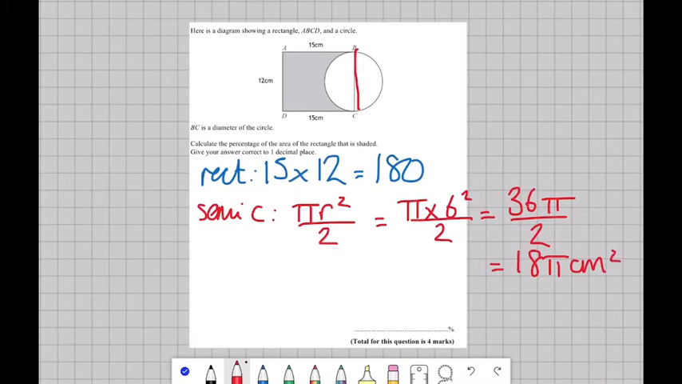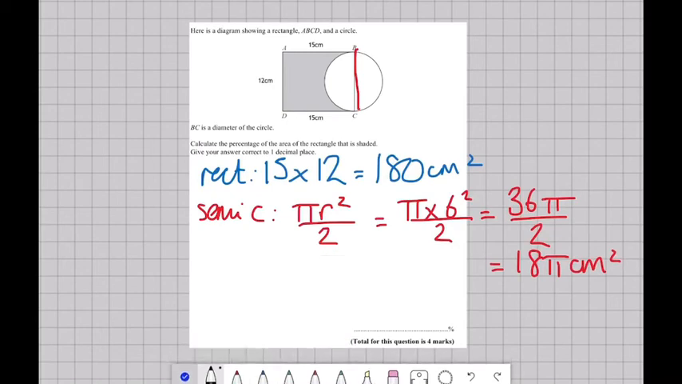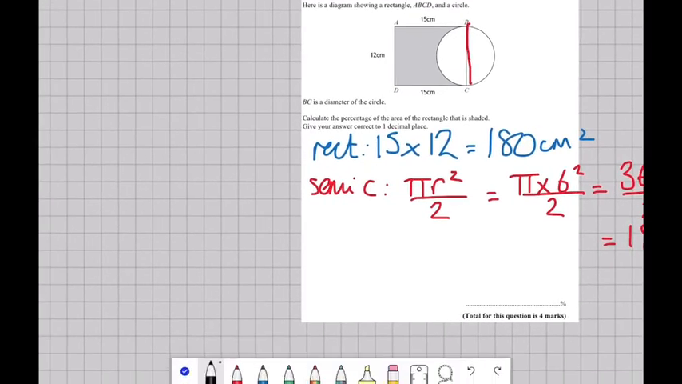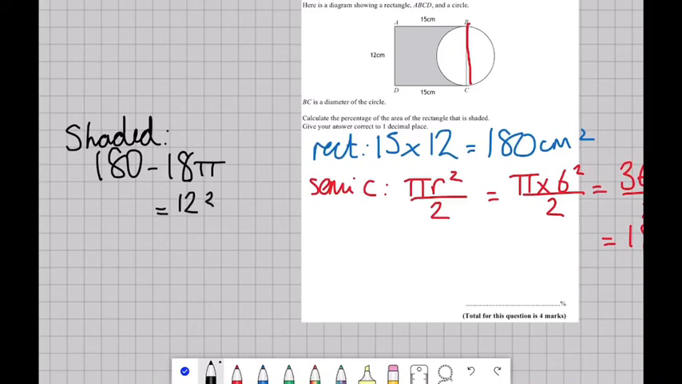If I get my units on here as well. So the area of the shaded region, so let's just go over there a second. So the shaded region is 180 minus 18 pi, which gets me 123.45 and so on.